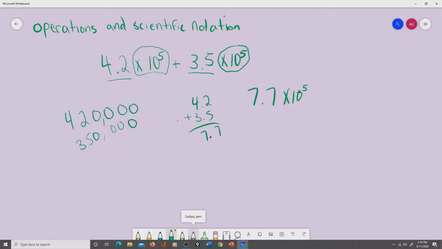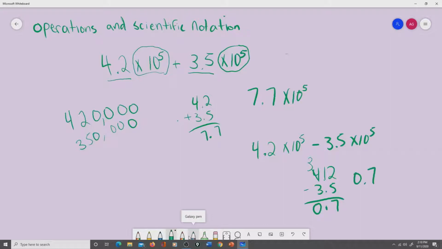Okay, and the rules don't change when we're doing subtraction as long as these things are the same. We can do the same thing. Let's just use the same problem, but let's say that now we're subtracting them. 4.2 times 10 to the fifth minus 3.5 times 10 to the fifth. So that's really nice. All I got to do is subtract the two numbers. All right, borrow here, the 12 there, bring my decimal down. 12 minus 5 is 7. 3 minus 3 is 0. So then our answer here would be 0.7 times 10 to the fifth.